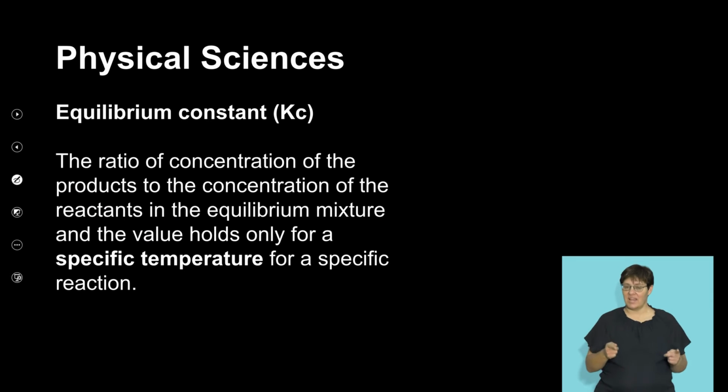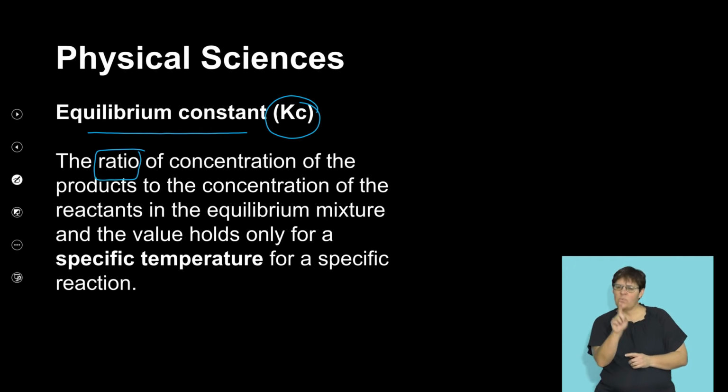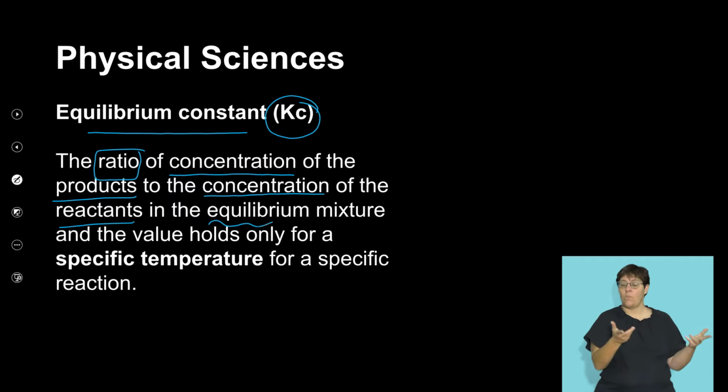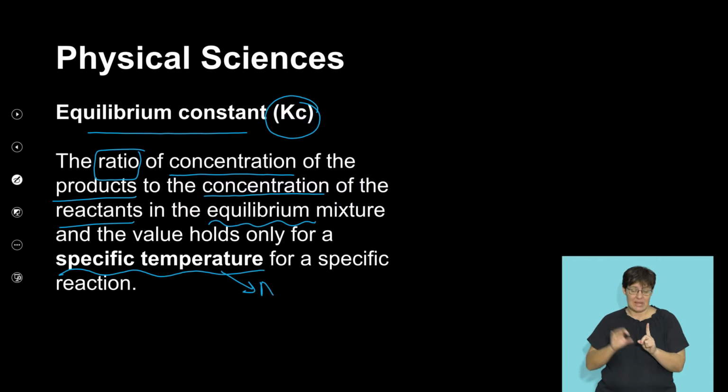That brings us to the definition of equilibrium constant. As we said, Kc. Kc is the ratio of the concentration of the products compared to the concentration of the reactants in the equilibrium mixture. It must be at equilibrium, and this value holds for a specific temperature. This is very important for us to remember, and for a specific reaction.